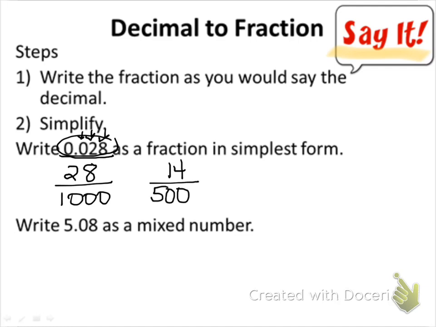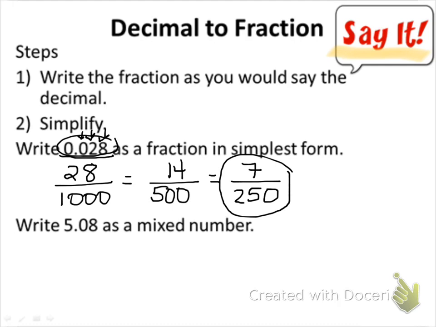Now hopefully you can see that we can keep going. 14 can be divided by 2 and that gives me 7. And then 500 can be divided by 2 and that gives me 250. And we know 7 is a prime number, which means its only factors are 1 and 7. And since 250 isn't divisible by 7, this would be my fraction in simplest form.